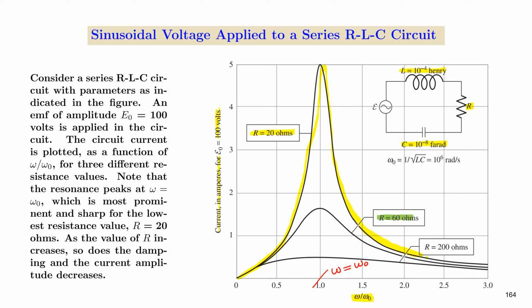As we increase the value of R to 60 ohms, we can see that damping in the circuit increases, and then the amplitude of the current oscillations decreases. As we again increase the value of R to 200 ohms, we can see that the amplitude is very low. Even though the amplitude is low, the peak of the oscillations occurs exactly at omega 0.